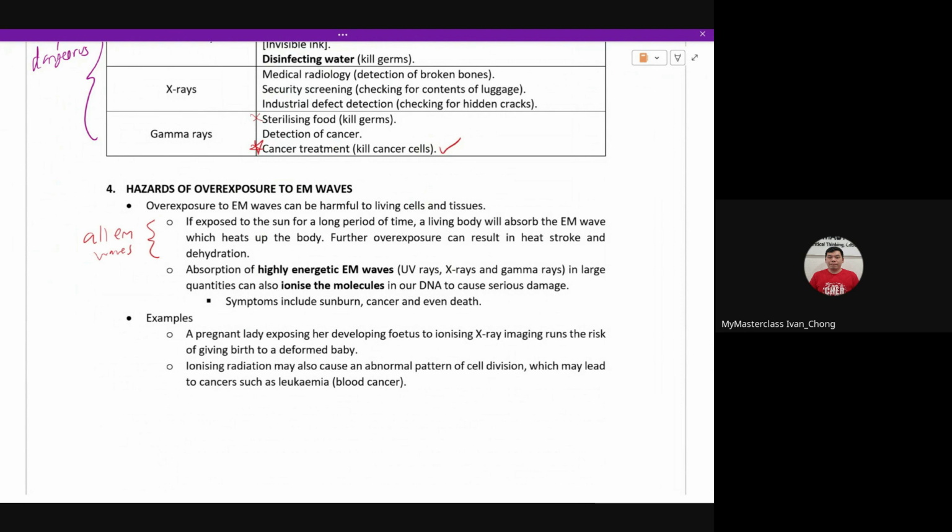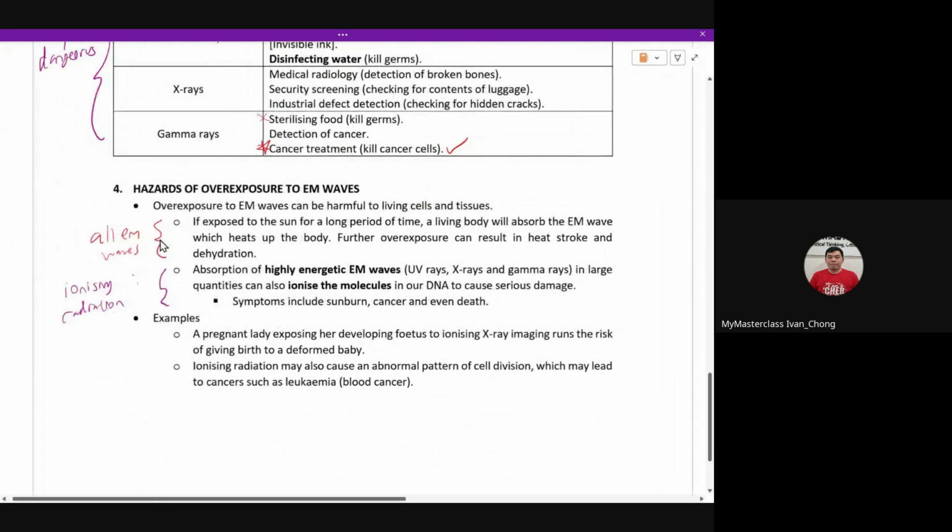Okay, then the one below is only for your energetic ones, or more specifically your ionizing radiation. Basically for all your EM waves, as long as you're exposed for a long period, you might heat up your body and you can end up with heat stroke or dehydration. But for ionizing radiation itself, if you absorb them in large quantities, this will happen: your molecules will become ionized.